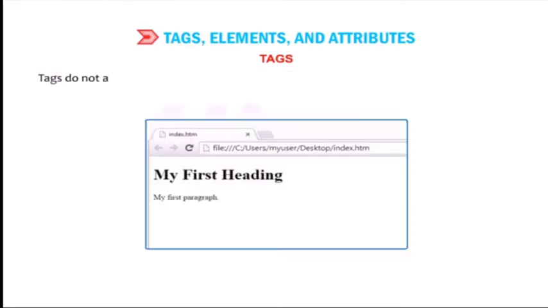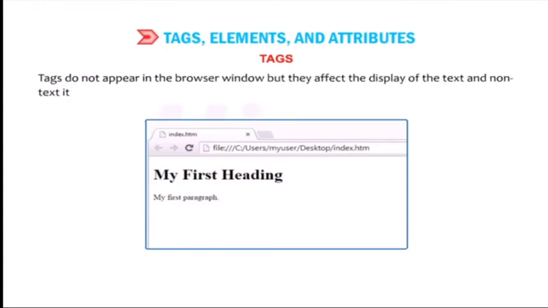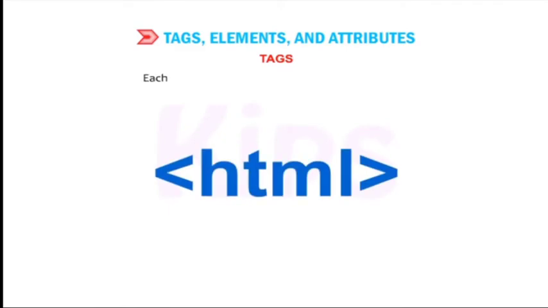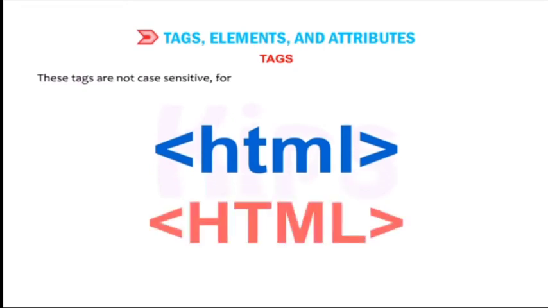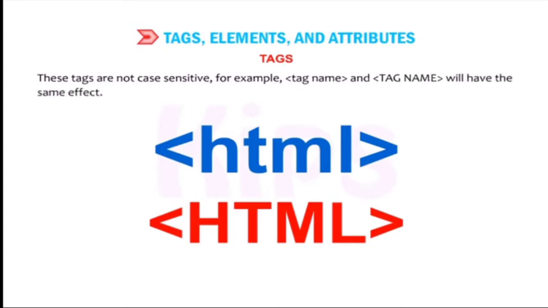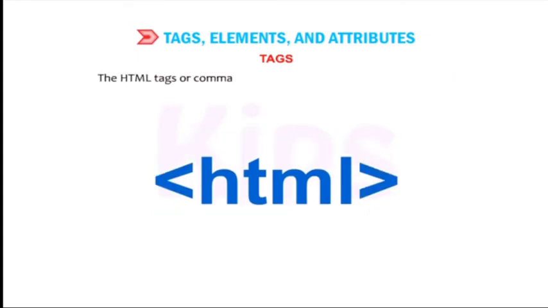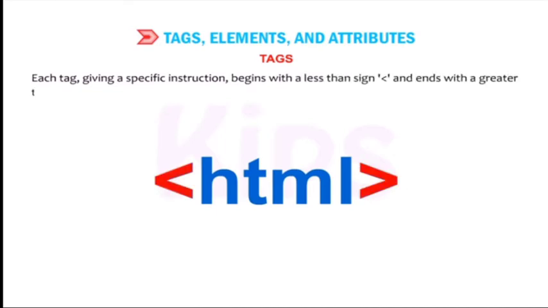Tags do not appear in the browser window, but they affect the display of the text and non-text items in it. Each tag in HTML follows specific rules and syntax. These tags are not case sensitive. For example, smaller letter tag name and capital letter tag name will have the same effect. The HTML tags or commands are inserted before and after the text. Each tag giving a specific instruction begins with a less than sign and ends with a greater than sign.